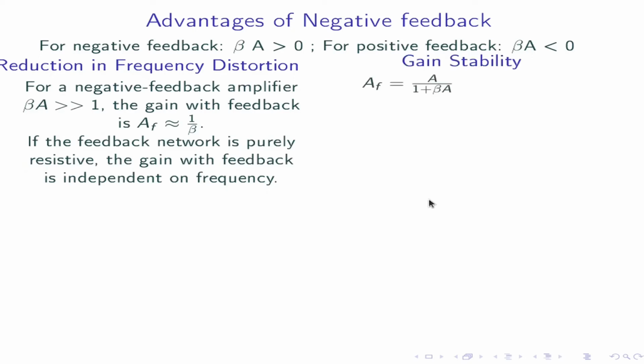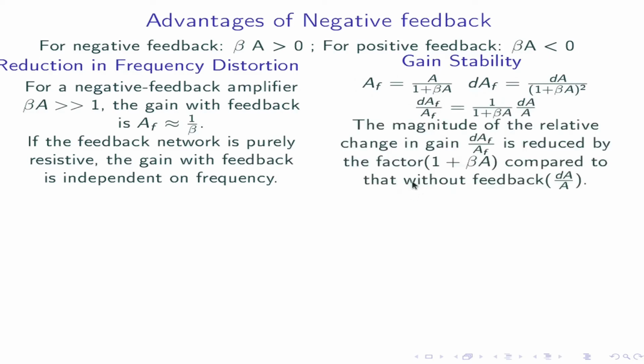Gain stability. We have AF is equal to A by 1 plus beta A. Taking differential, dAF is equal to dA by (1 plus beta A) all squared. dAF by AF is equal to 1 by (1 plus beta A) times dA by A. That means the magnitude of relative change in gain of AF, that is dAF by AF, is reduced by a factor of 1 plus beta A compared to that without feedback, that is dA by A. Thus, gain stability increases with the negative feedback.